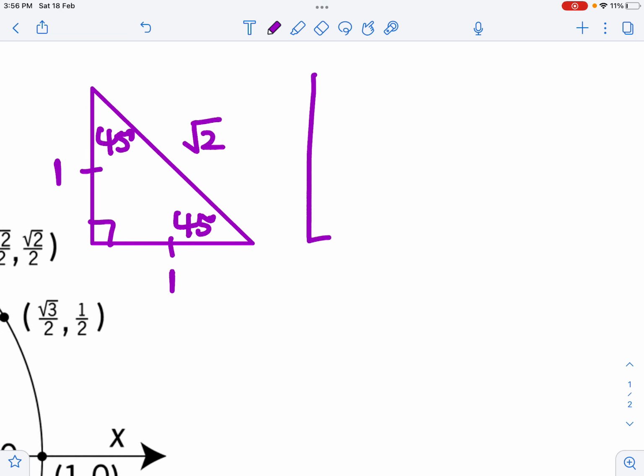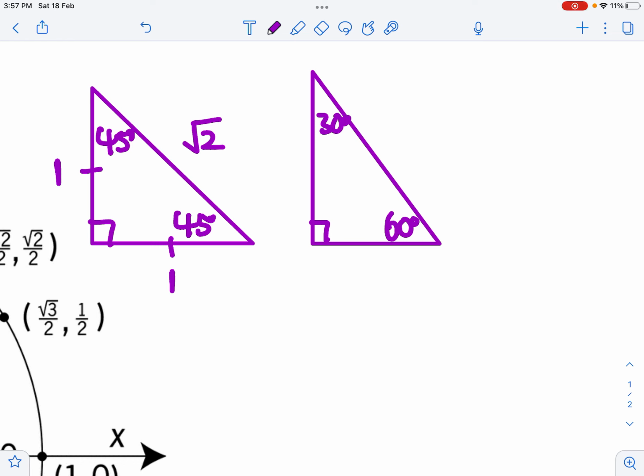The other special right triangle is the 60 degree, 30 degree triangle. And the smallest side is 1. The second smallest side is square root 3, and the hypotenuse is 2.